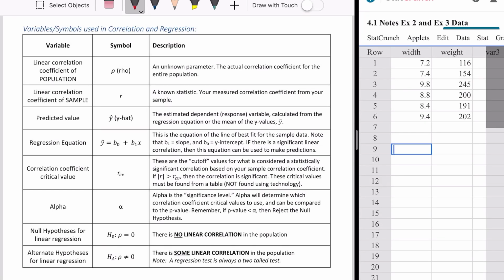Hi, Susan. Hey, Christina. You want to keep talking about linear correlation and regression today? I really do. Yeah.